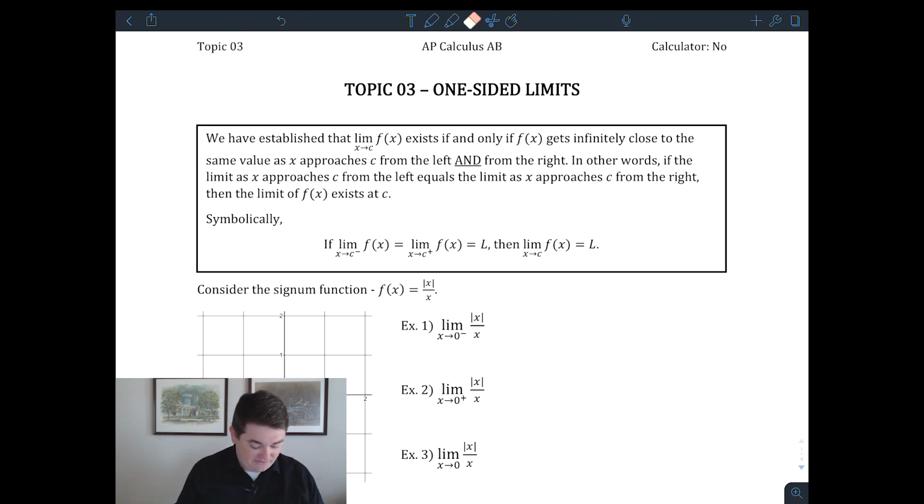The way that we write this, if you look right here at this limit notation, that little minus sign right there means from the negative side or from the left. So the way you read this is the limit as x approaches c from the left of f of x. Whereas this positive sign right here means from the positive side or from the right. So the way you would read this would be the limit as x approaches c from the right of f of x. So now we can evaluate limits just from the left or just from the right.